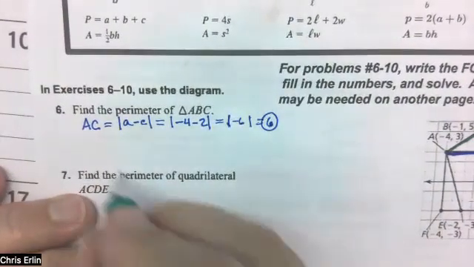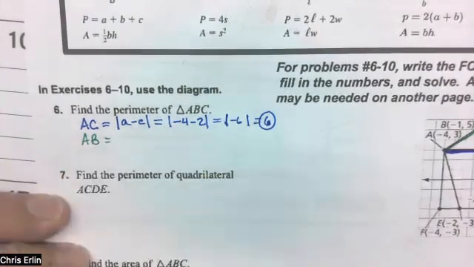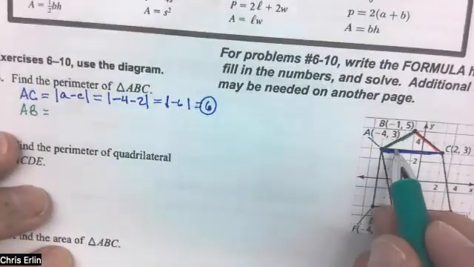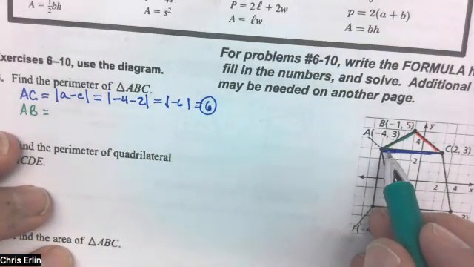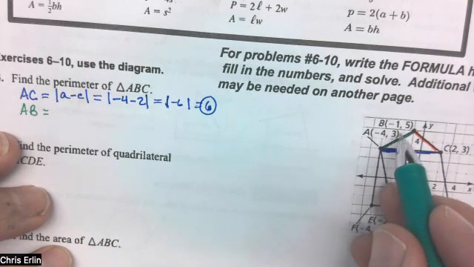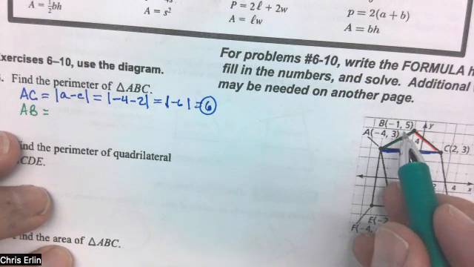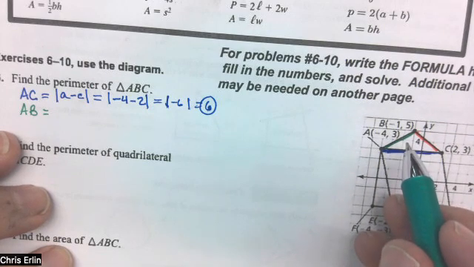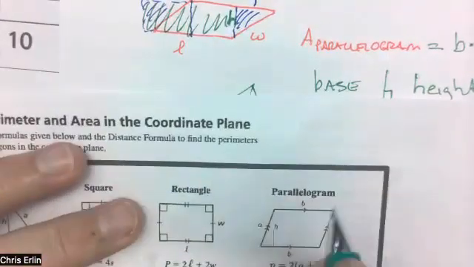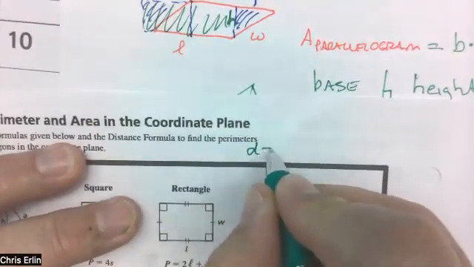What about the green side, AB? Yes, sir. 3? How'd you get 3? You're right. It does go up by 3. Oh, but wait, this time the Y value changes by 2. If only we had a formula for finding the distance. What was your homework last night? Distance formula. Remember that? How many of you have memorized the distance formula?